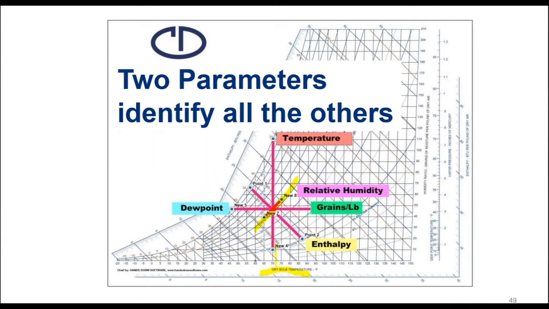Now that we know that, we can come over to the right horizontally and we can find any one of the 3 absolute measurements of moisture: grains per pound, vapor pressure, or dew point. We can follow the enthalpy line and find the enthalpy of that condition. We can find out how many cubic feet of air that is per pound. Any 2 conditions, we can find all the rest.